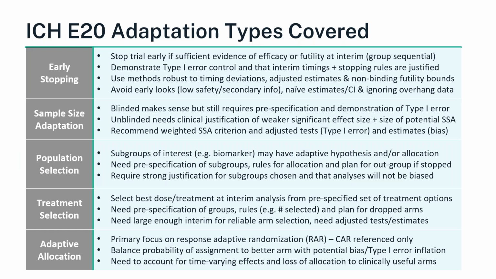And once again, just avoid early looks because you need to think about your safety and secondary endpoints. Avoid naive estimates and confidence intervals, and think about the overrun data. So, for example, if you're doing an interim analysis and recruitment is ongoing and you're getting an additional 1, 2, 3% of subjects coming into the trial, I think what they say is that you should do the analysis with the interim data and without the overrun data, and then one with both, as a basic sensitivity analysis of whether that made a difference or not.